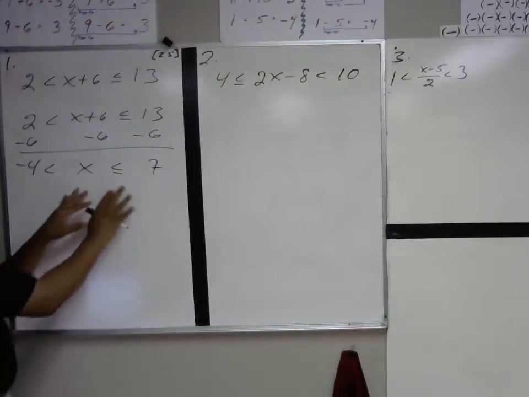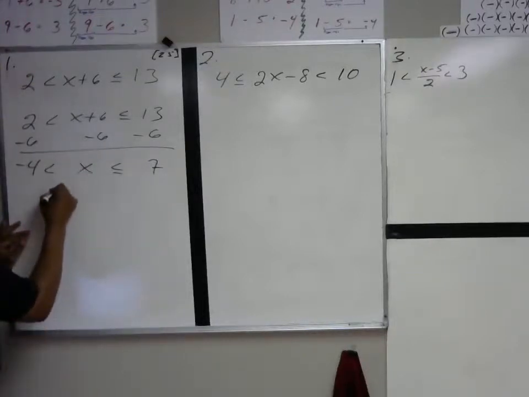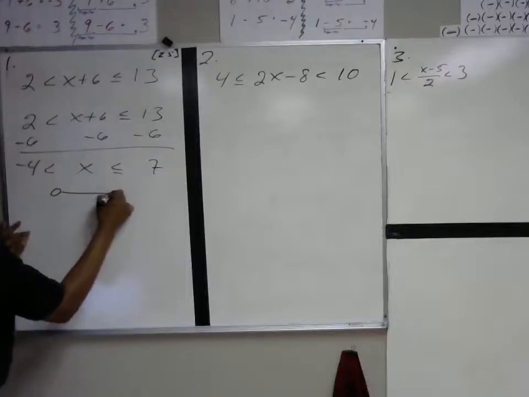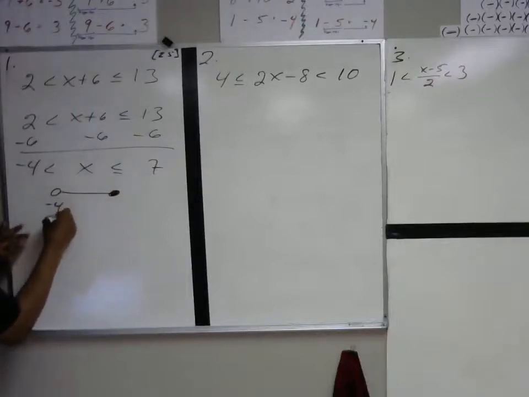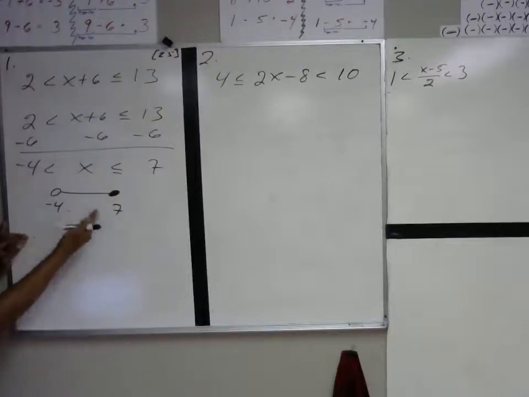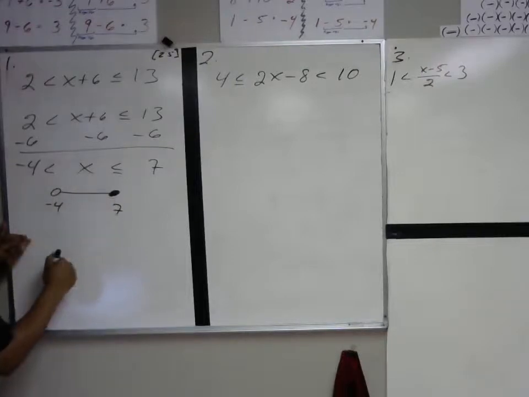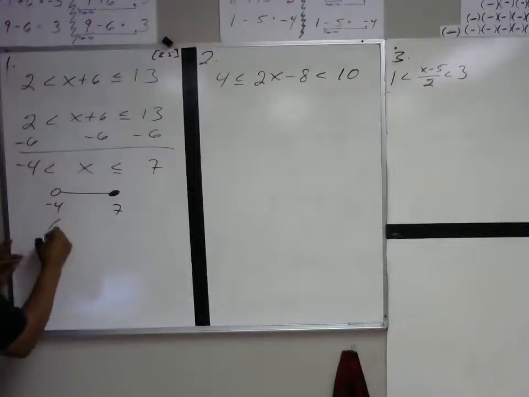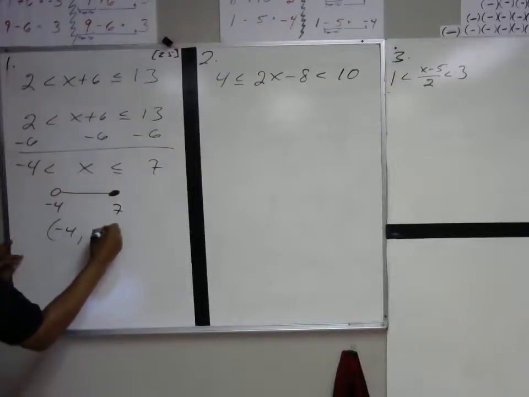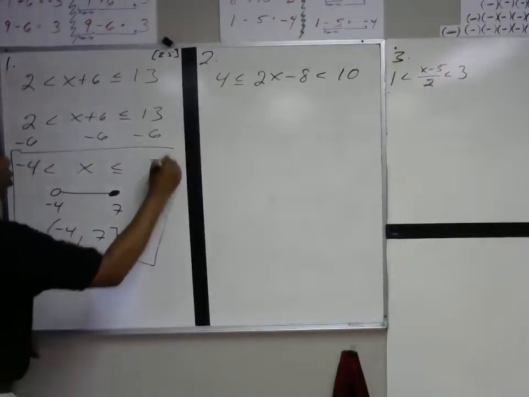Now we also want the line segment graph, so it'll look like this. There'll be a line segment open at negative 4 and closed at 7. So that's the graph of what we're looking at: all the numbers between negative 4 and 7, including 7. And the interval notation of this would be parentheses negative 4 to 7 with a bracket indicating we're including 7. So those are all three of your answers.